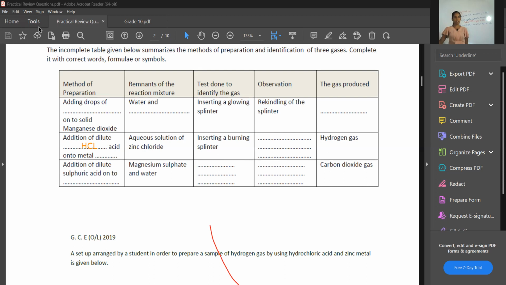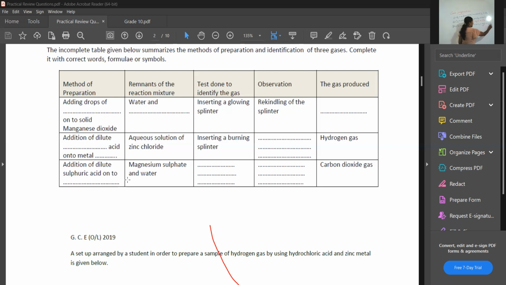Look at the third one. Addition of dilute sulfuric acid onto, there's a blank. Then the remaining things given are magnesium sulfate and water. So water is there. They have given that the gas is carbon dioxide.